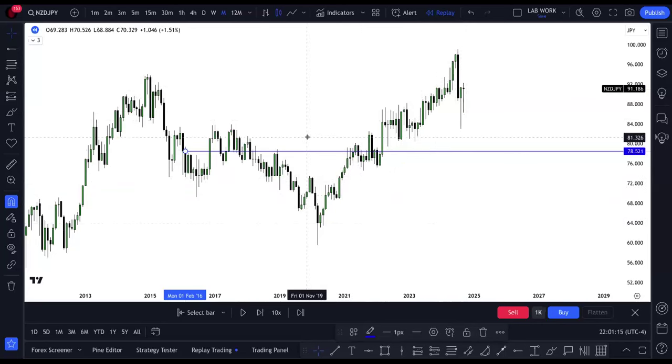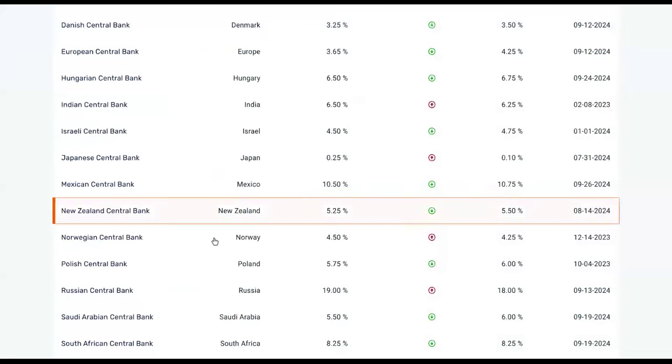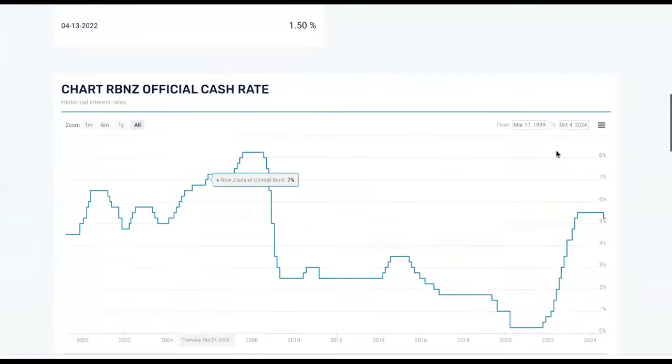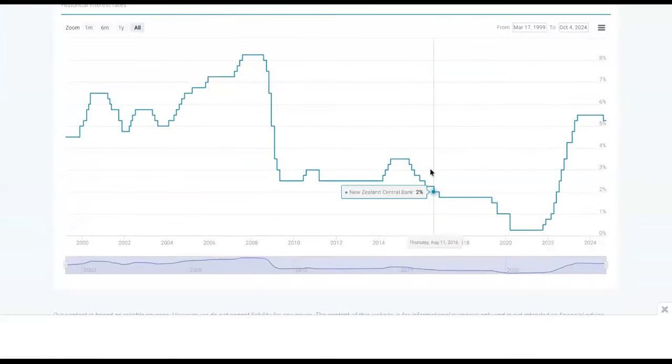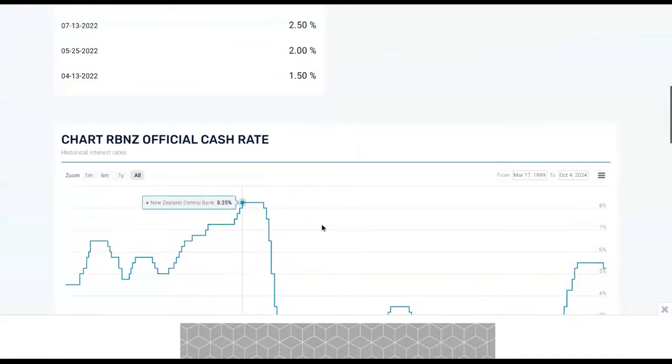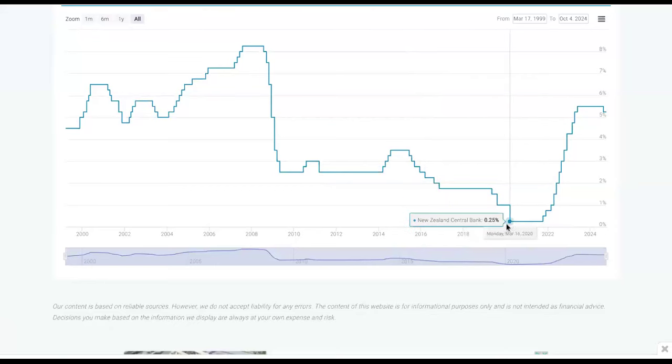All of a sudden, the change of rate started getting really funky. Now let's see what the rate was for New Zealand in 2016, right? Let's check it out. They don't have it up here. I don't know why. But 2016, it was 2.25. It never went negative. Look at that. They even cut going into COVID pretty much. They still weren't negative, though.